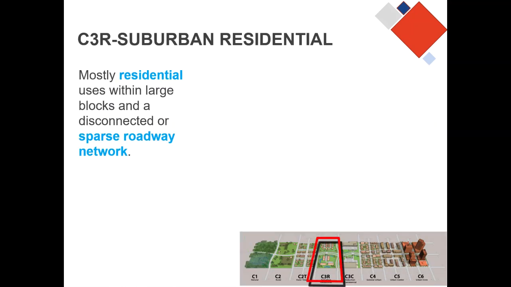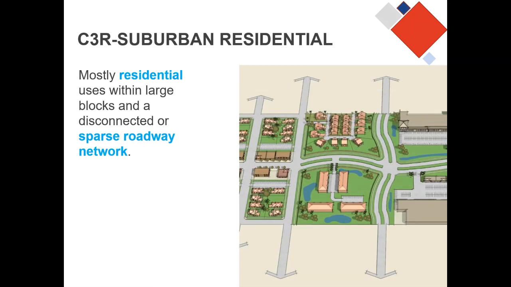As urbanization increases, we can expect to see the C3 suburban categories, and there are two, C3R and C3C. The C3R suburban residential category is mostly residential land uses with large blocks and a disconnected or sparse roadway network. These areas may be characterized by large housing developments, for instance, with very few shopping or mixed-use opportunities in between. They typically have large blocks and roadways that are optimized for high-speed design.